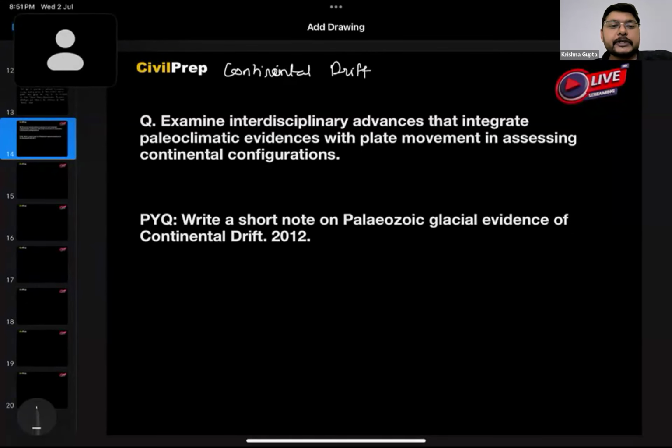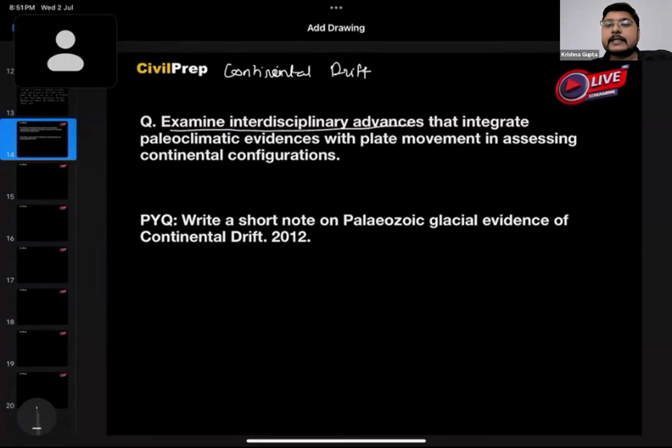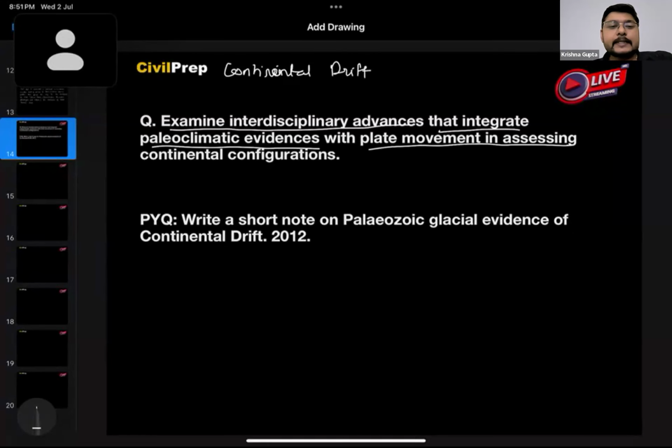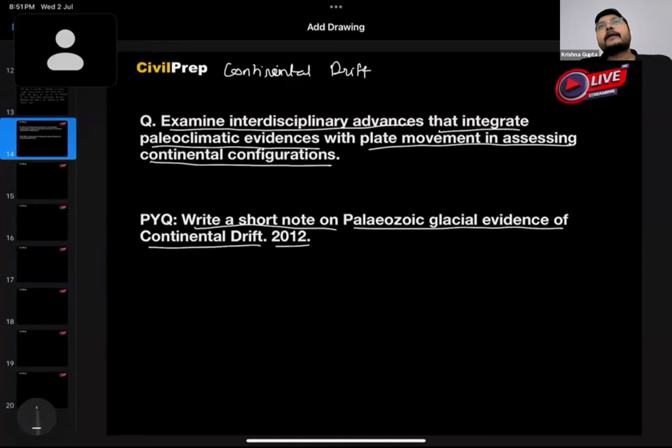Now, if you look at the question, examine interdisciplinary advances that integrate paleoclimatic evidences with plate movement in assessing continental configuration. This is one of the questions which is framed by me. And the PYQ is: write a short note on Paleozoic glacial evidences of continental drift, which was asked in 2012. Now, if we look at this question, continental drift, the frequency of asking is quite high. It is asked in almost 5 to 6 years. So there are quite high chances that the question can be asked in the coming years.